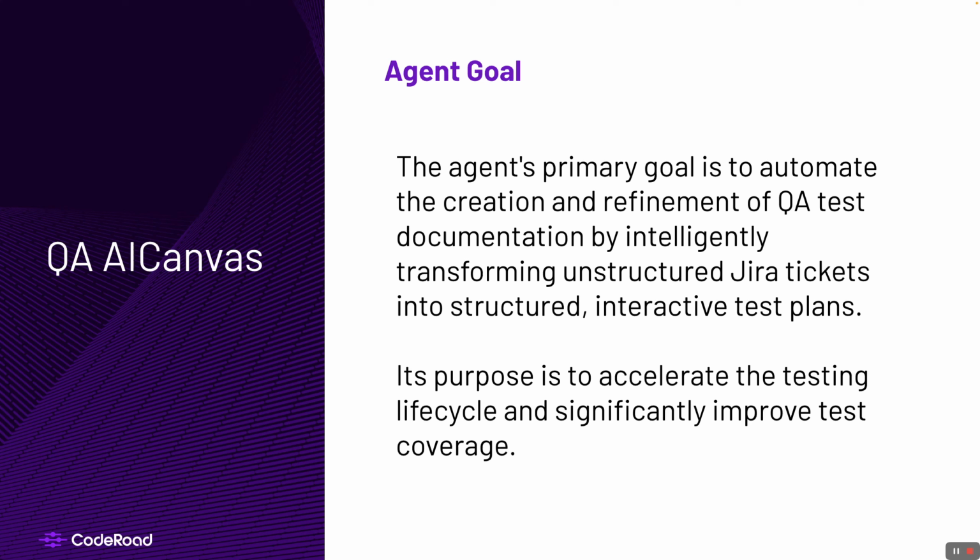What is the goal? The agent's primary goal is to automate the creation and refinement of QA test documentation by using the AI to transform the Jira tickets into test plans and more information and context, and be able to understand at a deeper level the daily Jira tickets. Its purpose is to accelerate the testing life cycle and significantly improve test coverage.